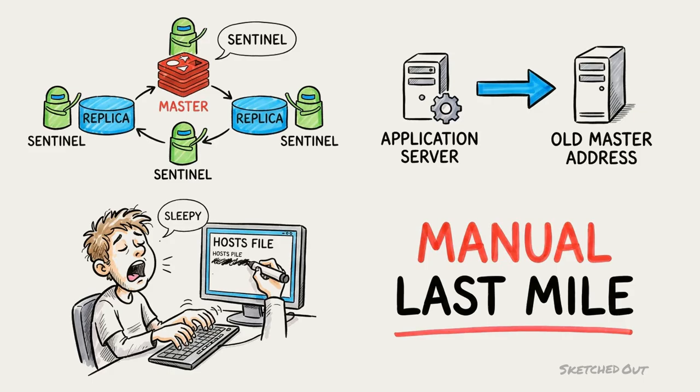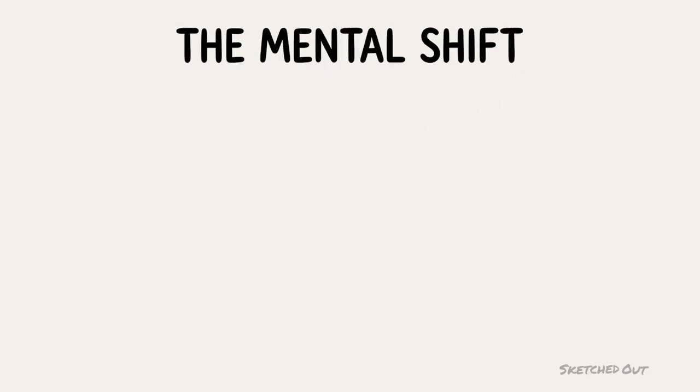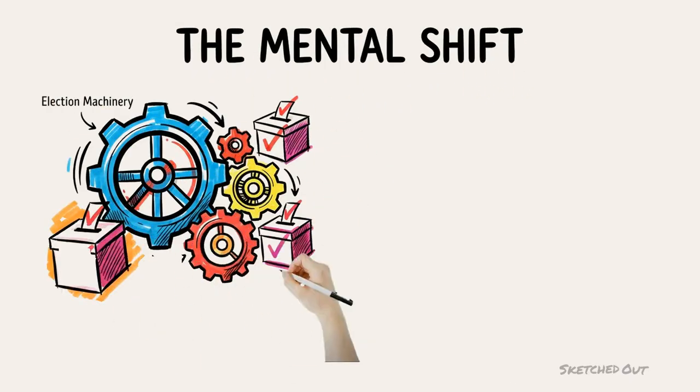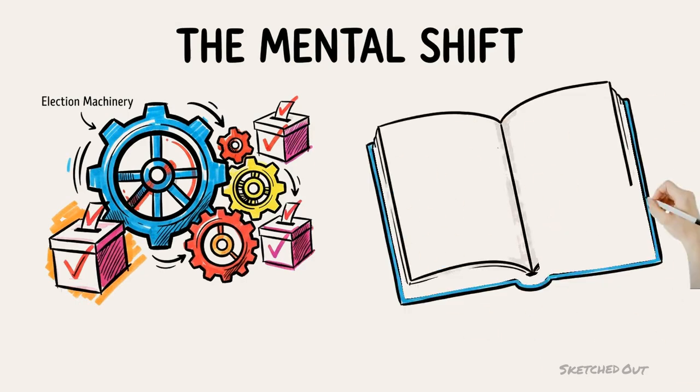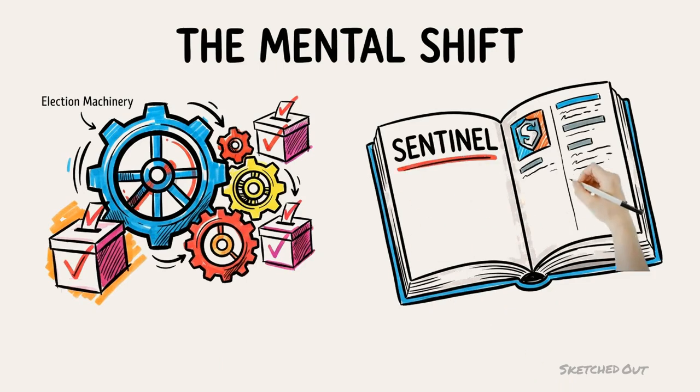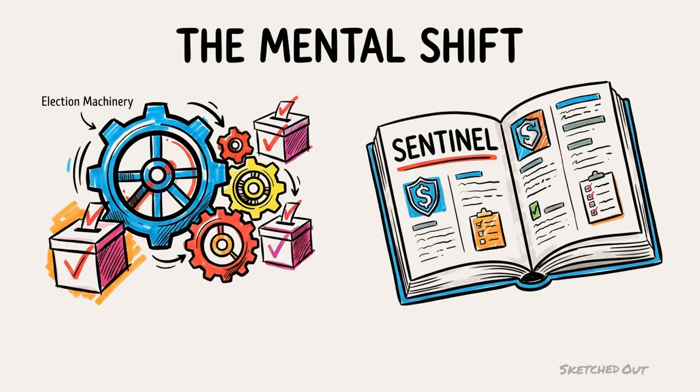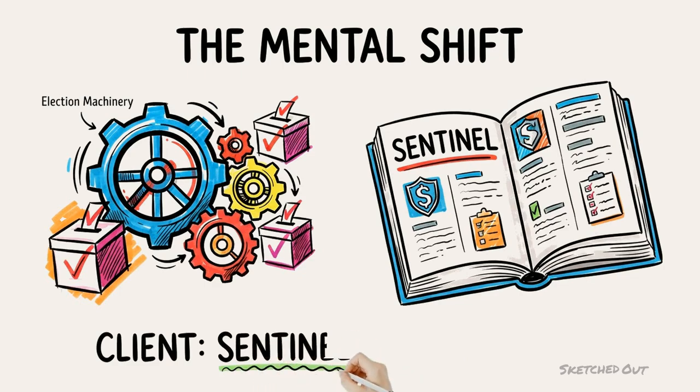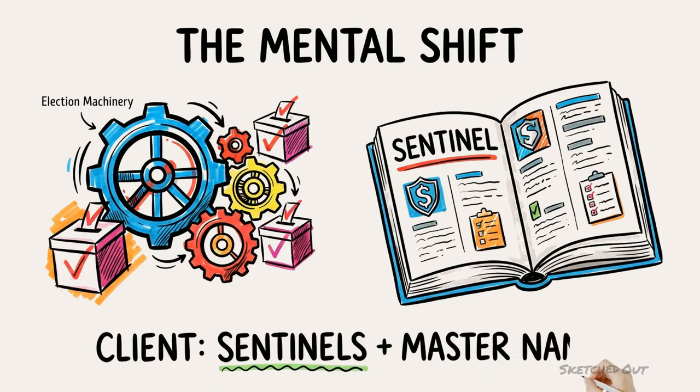Today, we fix that. Here's the mental shift. Sentinel is not just the election machinery. Sentinel is also the phone book. Your application should never hold the master's address at all. Instead, you configure your Redis client with 2 things: the addresses of the Sentinels and the name of the master. Not its location, just its name.